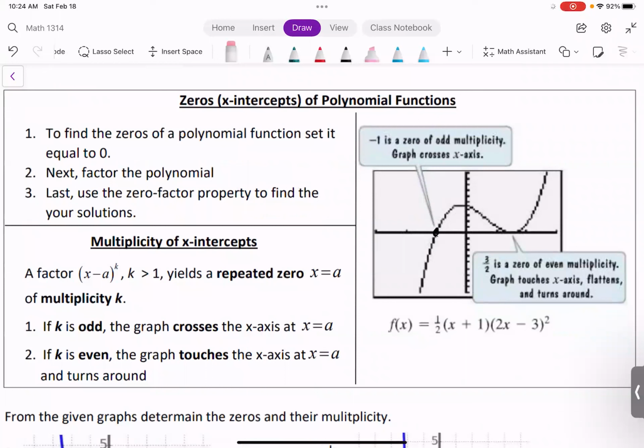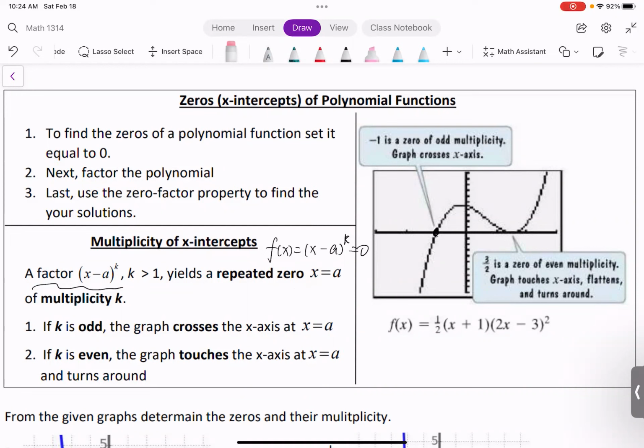Then decide the multiplicity of the x-intercept. What is the multiplicity? If after factoring, we have in the function, for example, f of x equals x minus a to the k's power, then we can make the function equal to 0 and solve for x. So x minus a is 0, because only 0 to the k's power can be 0. x minus a equals 0, x equals a. So we found the zero.